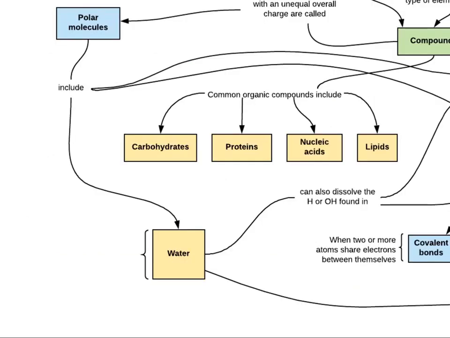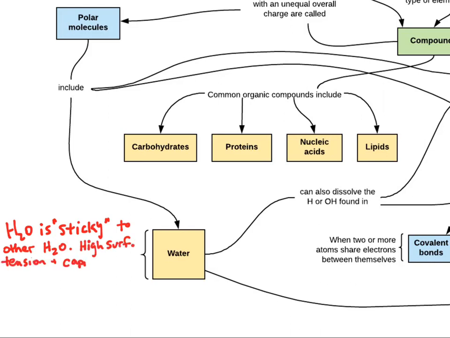All right, let's talk about water. So polar molecules are molecules that have a positive and a negative region to them, and water maybe is the most famous of the polar molecules. Water is sticky to other H2O. This allows for high surface tension in lakes or bodies of water, and it also allows for capillary action as well. pH of water is 7.